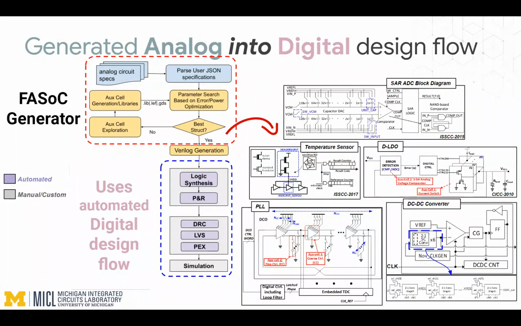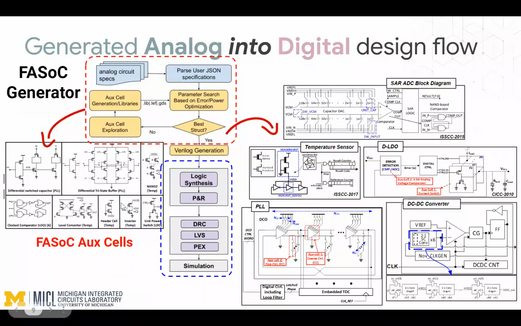I have added circuit diagrams of legacy designs we have published in ISSCC, CICC, or VLSI, which are flagship conferences in circuits. These are from our groups. These are SAR ADCs, temperature sensors, digital LDOs, PLLs, DC-DC converters, and the list is really long. These are just to show you what type of blocks we made. Okay, all right. So these are the auxiliary cells.